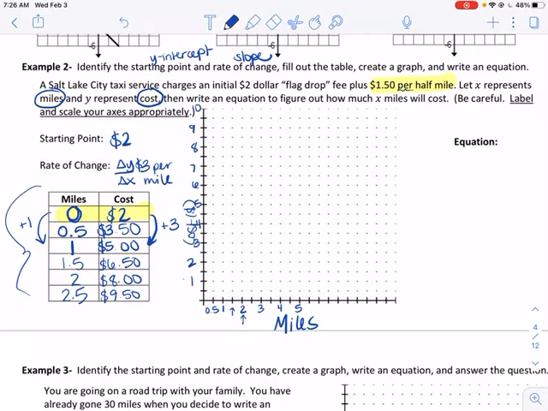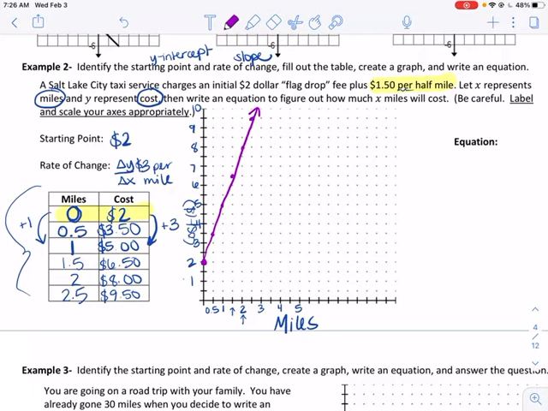And now I'm going to go ahead and plot my points. (0, 2) will be on the y-axis. Then (0.5, 3.50), then (1, 5), then (1.5, 6.50), then (2, 8), then (2.5, 9.50). So this line represents all the possible combinations for how much it will cost when I ride in this taxi.